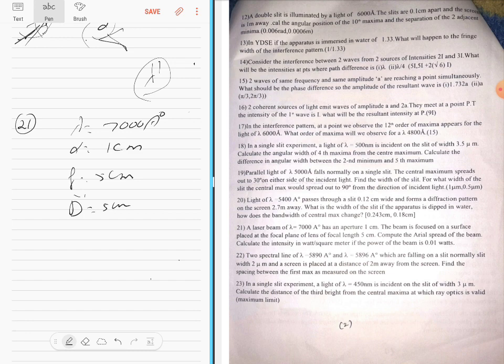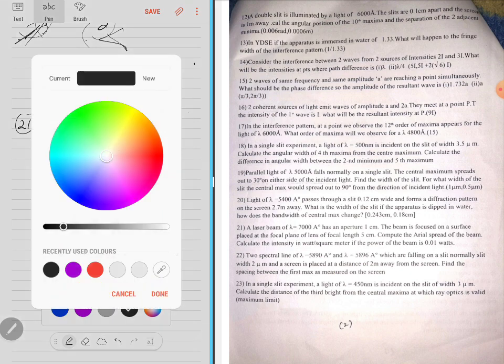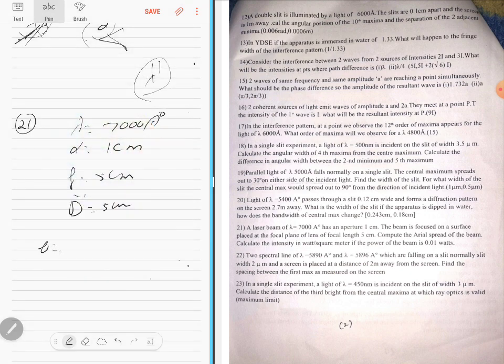Compute the angular spread, and the angular spread is nothing but theta, which is the entire spread, equal to 2 into lambda by small d. That is 2 into 7000 Angstrom, 10 to the power minus 10, by small d itself, which is 1 into 10 to the power minus 2. This goes up, this will become 10 to the power minus 8. This 3 goes up, it will become 10 to the power minus 5. So it's 14 into 10 to the power minus 5 is what I'm getting for the 21st sum. And they've conveniently not even given the answer.